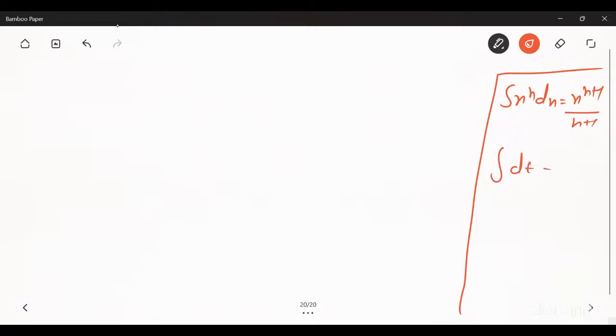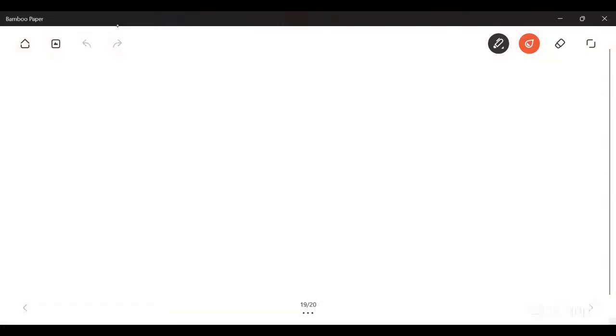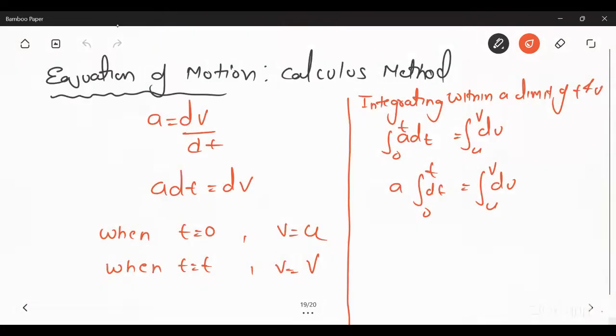Integration of dt means you can write it as t to the power 0 dt, because it is 1 dt. So t to the power 0 is 1. So t to the power 0 plus 1 upon 0 plus 1, so it is equal to t. Or you can simply remember that integration is cancelled by differentiation. So integration of dt is equal to t.